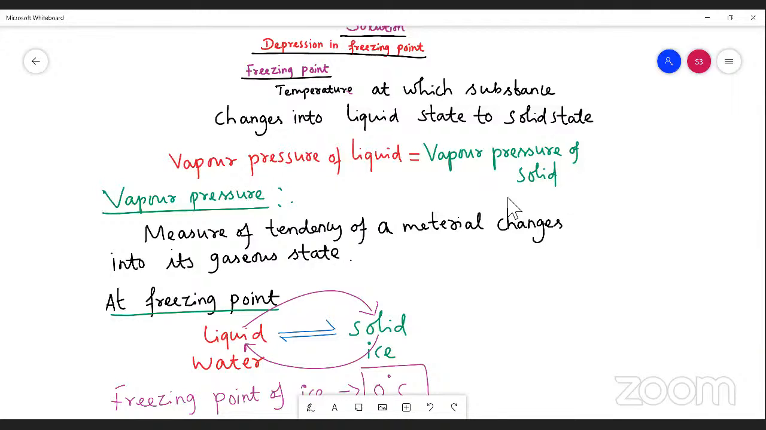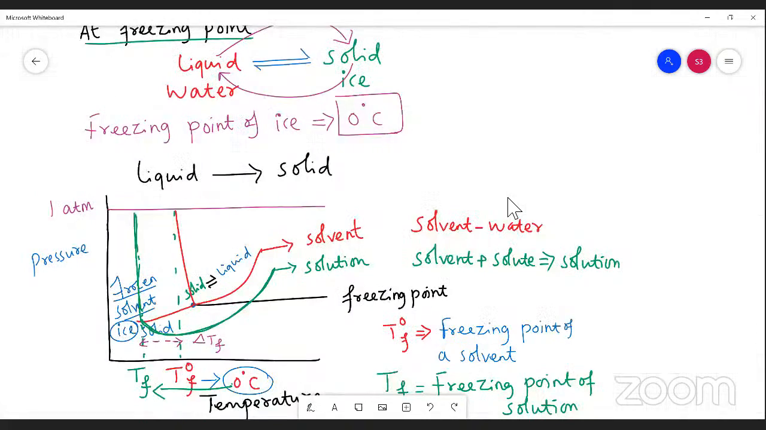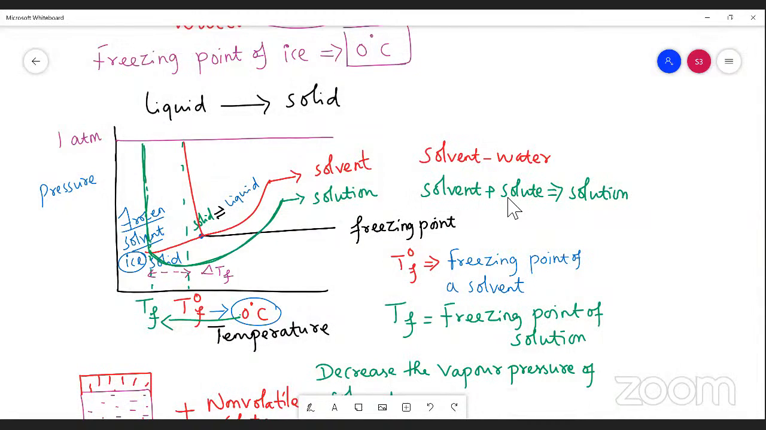Now I give an explanation by taking a graph between the solvent and the solution. Solvent means pure water. I am going to freeze it, so I am inverting the graph. From lower temperature, the solvent water is going to freeze and be converted into solid. The graph is shown like that. That point we take as T naught F, which is nothing but the freezing point of a solvent.